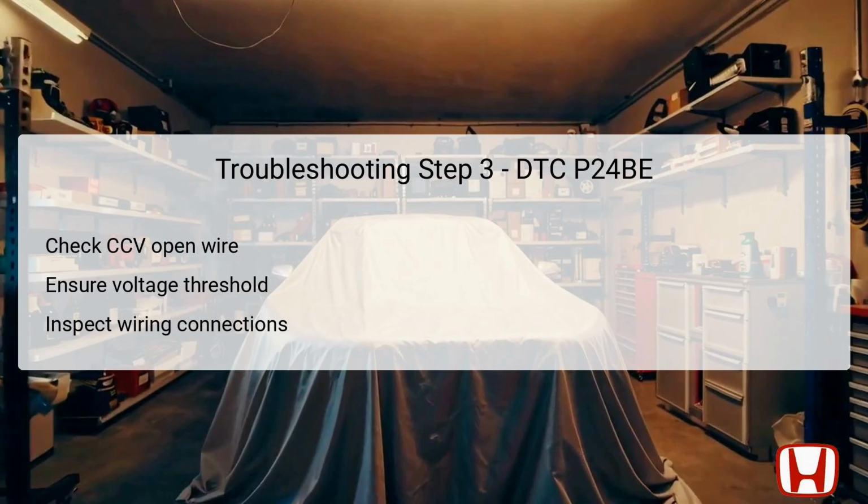If it reads higher, there might be an open wire or a poor connection somewhere in the circuit. Alternatively, if the wiring appears intact, verify that the CCV is not shorted to ground. If the resistance is above 1 megaohm when the valve is off, it could indicate a short issue that needs addressing. These inspections are crucial in confirming whether the wiring or the valve itself is at fault in the P24BE circuit.